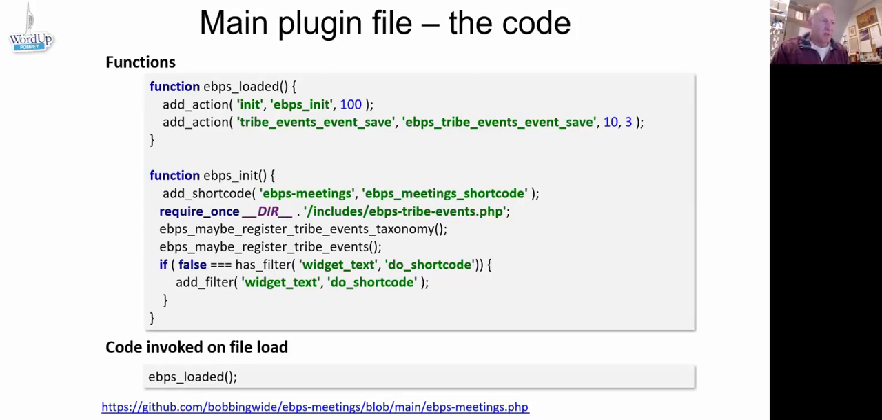Now, how do we get all this functionality to work? Well, at the end of the file, we have this simple line of code, ebps_loaded, which directly invokes the function called ebps loaded. So when WordPress loads up our plugin, ebps meetings, basically the main file will be loaded up and parsed by PHP, and then it will invoke ebps_loaded, which says, right, two things. When you call the init action, I've got this thing to do. And the other one is when you call the tribe event save action, there's this thing to do. And we'll cover that a bit later on.